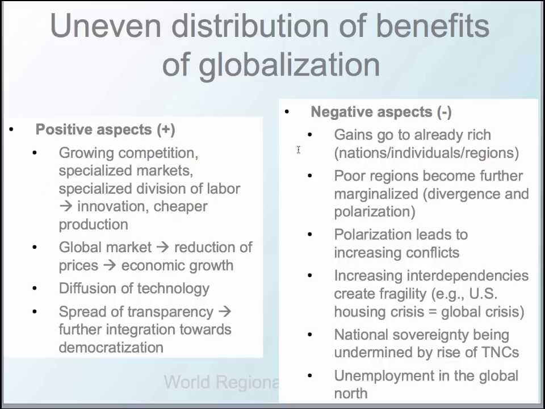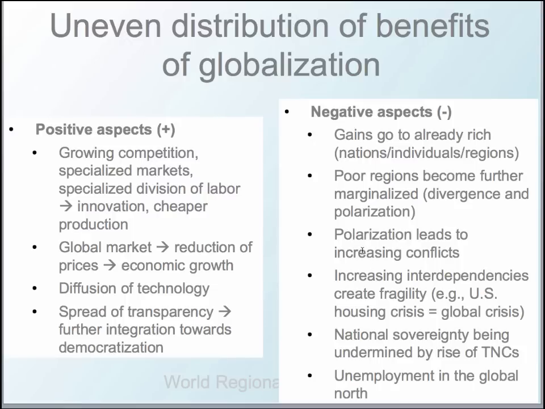And once again, to provide a synopsis of some of the negative aspects of globalization, critics would say that gains are mostly going to rich nations, individuals, and regions. So even when gains are going to less developed countries, within those countries, it's rich individuals who are benefiting most. Poor regions become further marginalized. Polarization leads to increasing conflicts over resources and along social and ethnic lines. Increasing interdependencies create fragility in the global market.